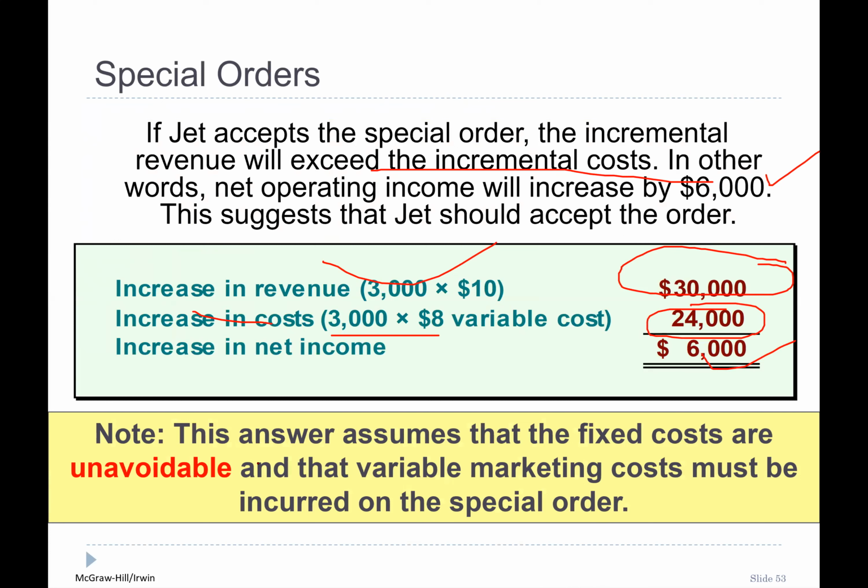So the answer is, because this is a special order, a one-time order, our existing customer will not know that we sell to this particular customer at half of the price. Otherwise, they would be very unhappy and it would cost us the business. So that's why the definition of special order is that it's a one-time order and our existing business is not going to be disturbed.